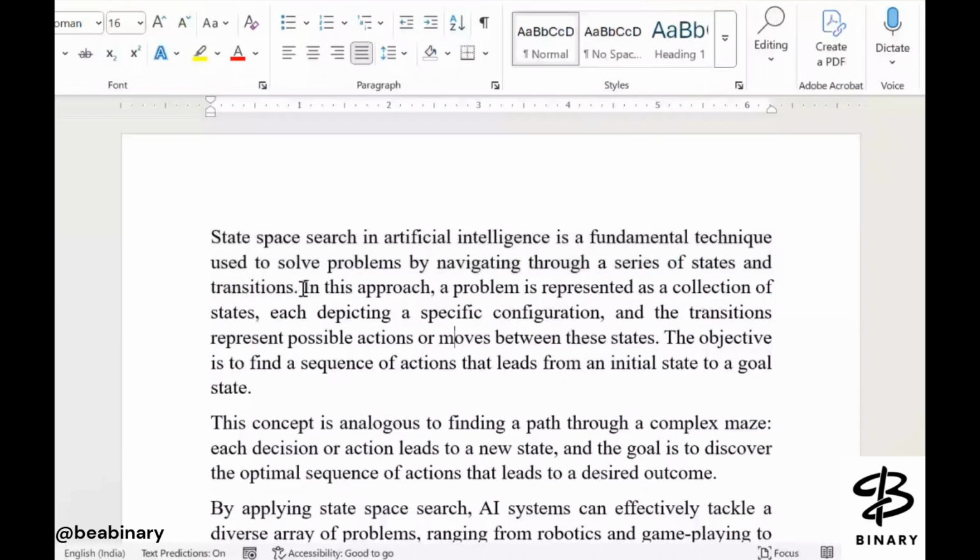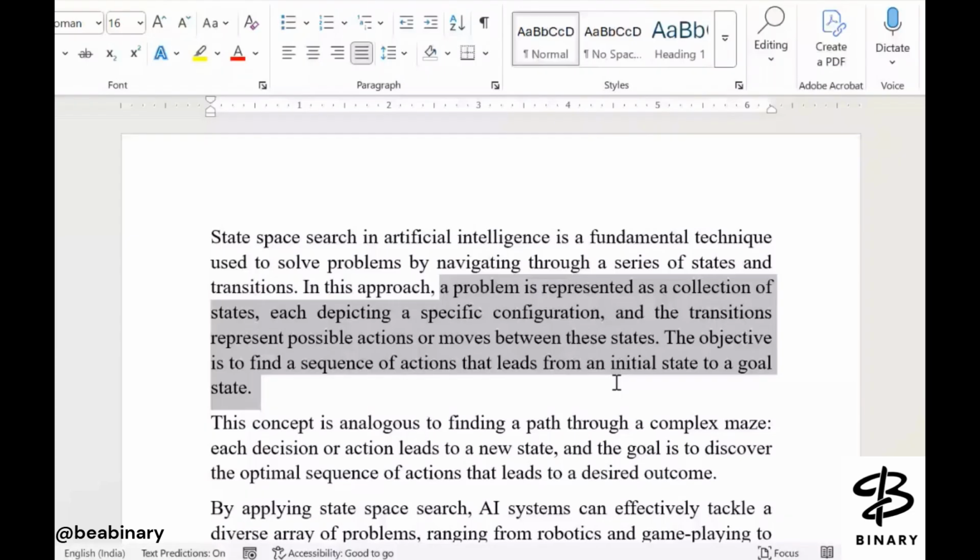In this approach, what approach is this? It's an uninformed approach. So whatever the possible states can be there, series by series and one by one, we will go to that particular state. So in this approach, a problem is represented as a collection of states, each depicting a specific configuration, and the transitions represent possible actions or moves between these states.